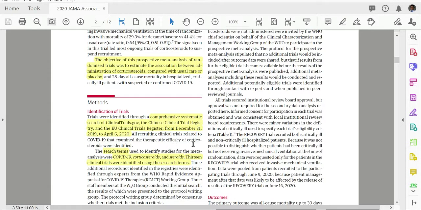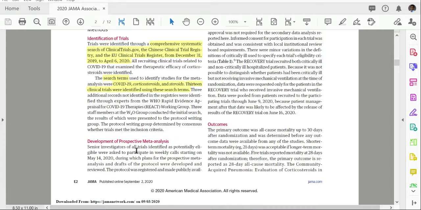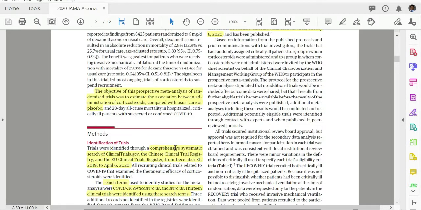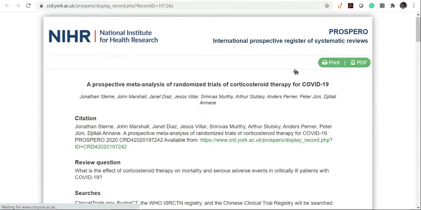So they defined the search terms that they used in these databases. And as we can see, in terms of developing their study, they registered their systematic review protocol with the PROSPERO database as well, and that could be found right here. So let's visit that as well.